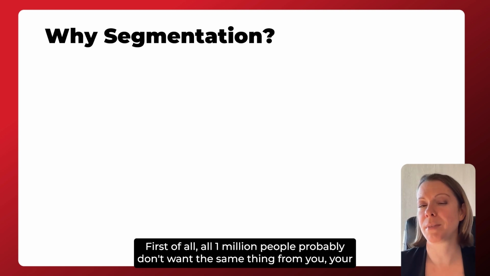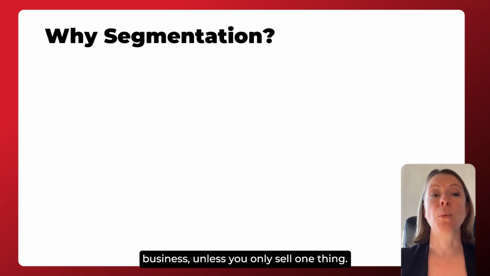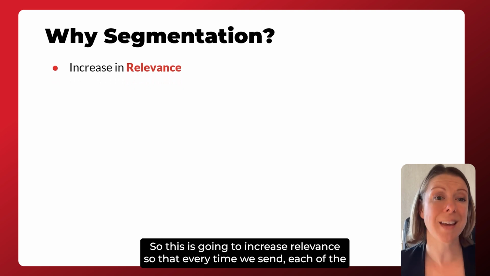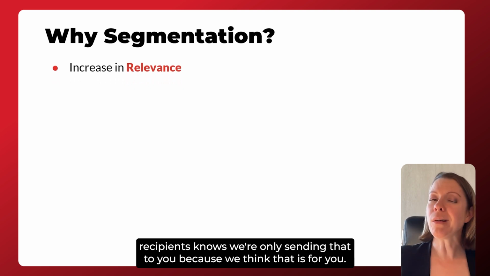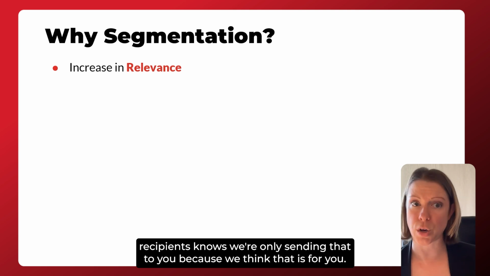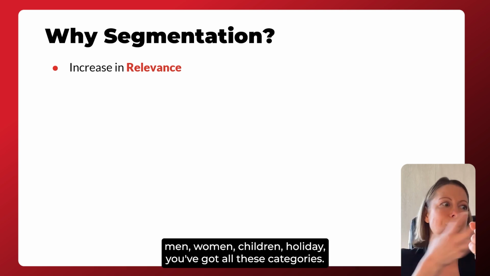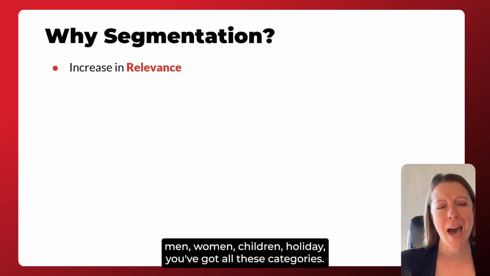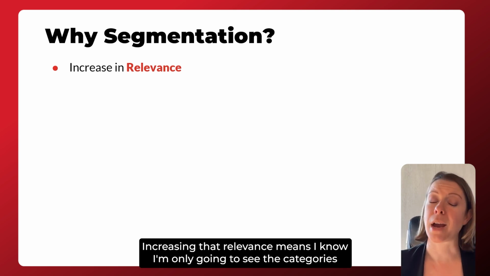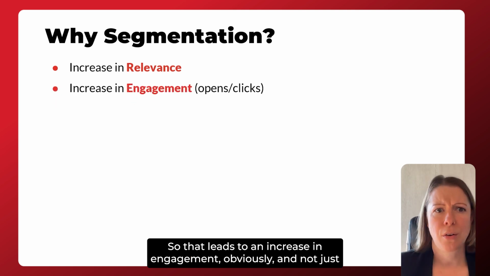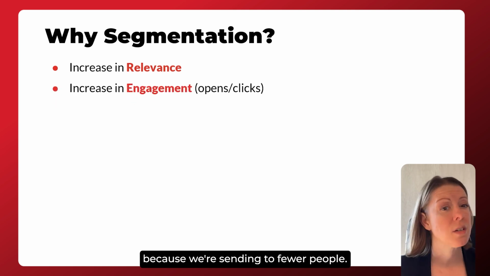First of all, 1 million people probably don't want the same thing from you, your business, unless you only sell one thing. So this is going to increase relevance so that every time we send, each of the recipients knows we're only sending that to you because we think that is for you. An example that I love to use here is in e-commerce. If you have 50,000 SKUs, men, women, children, holiday, you've got all these categories. Increasing that relevance means I know I'm only going to see the categories that I'm most likely to be interested in. So that leads to an increase in engagement, obviously, and not just because we're sending to fewer people.